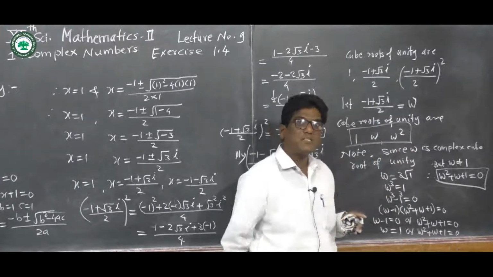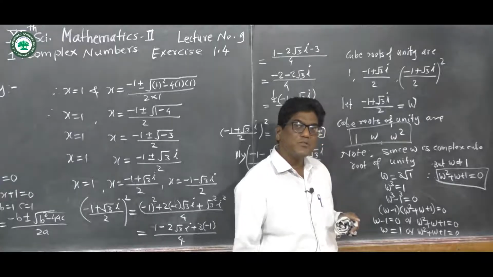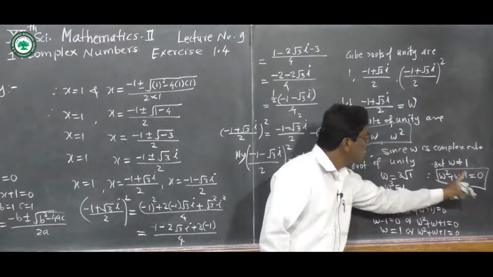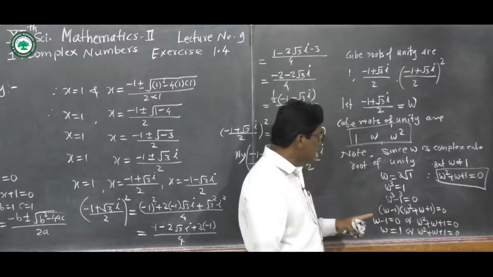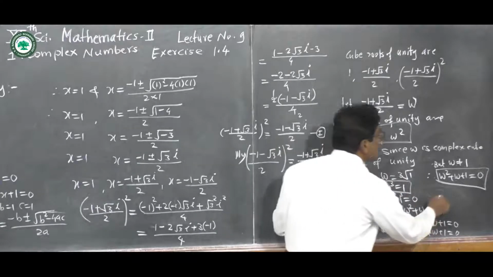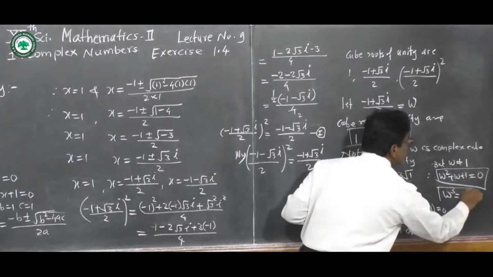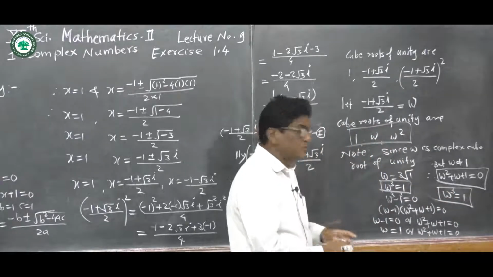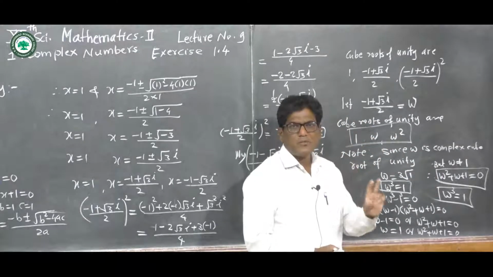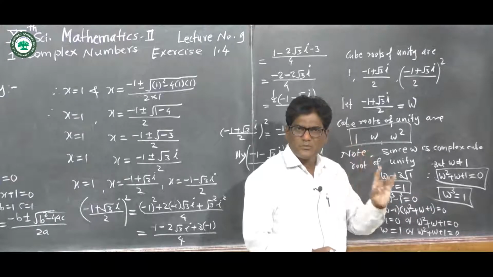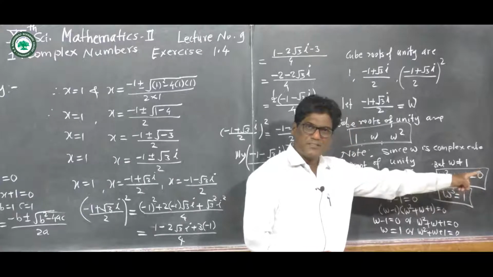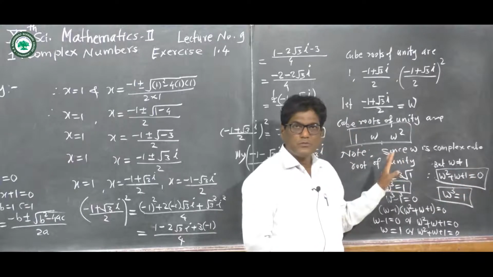1, omega and omega square are the cube roots of unity, so their addition is 0. 1 plus omega plus omega square is equal to 0. And also we get one more formula here, omega cube is equal to 1, very important. Omega cube is equal to 1. These are two important formulas. Using these two formulas we solve exercise 1.4. So 1, omega and omega square are the cube roots of unity, their addition is 0, and omega cube is equal to 1.